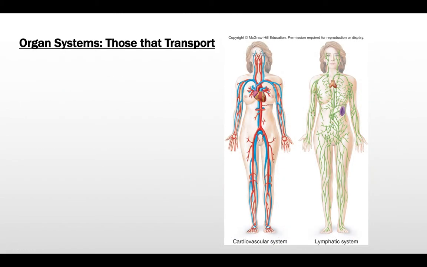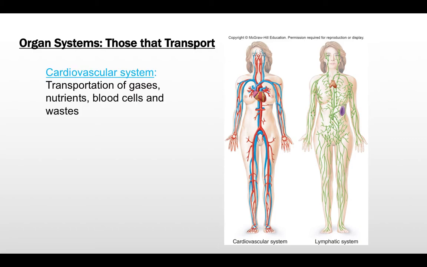Next, we have those body systems that transport. The more familiar one, of course, is the cardiovascular system. It includes the heart, your arteries, your veins, and the important thing here is transportation. We're moving gases like carbon dioxide and oxygen. We're moving nutrients, blood cells, and waste. All of those things are shuttling around in these really expansive blood vessels. This doesn't even begin to show you how many you have.